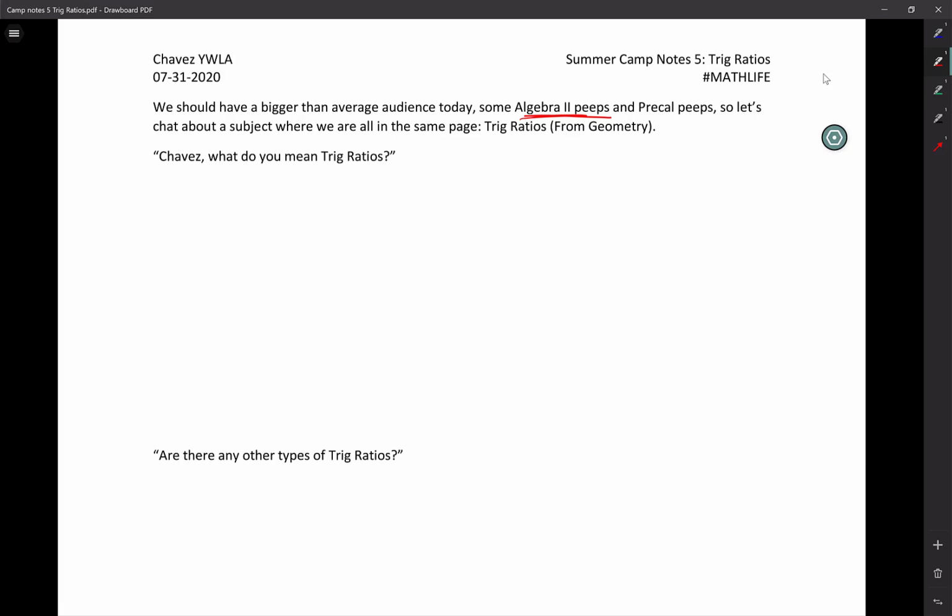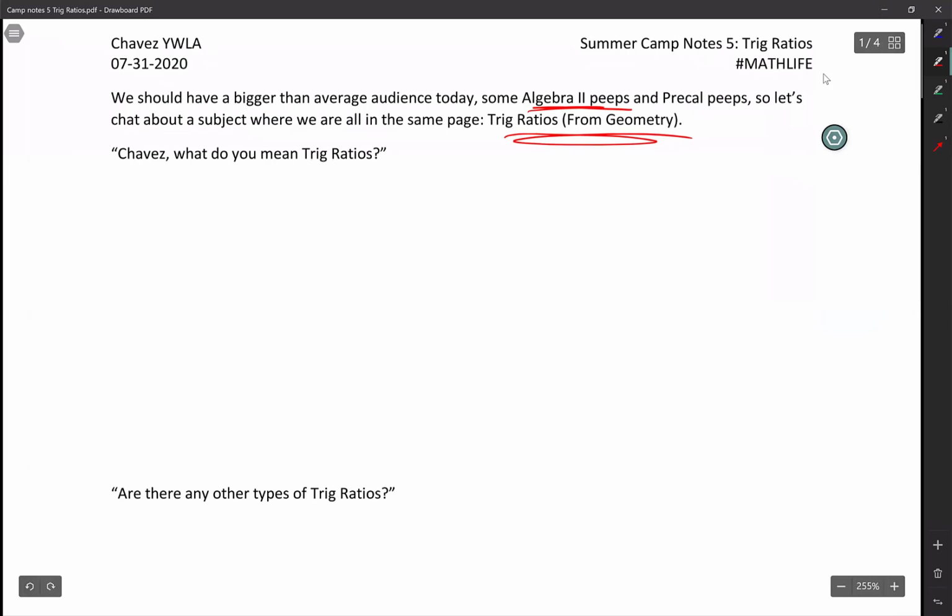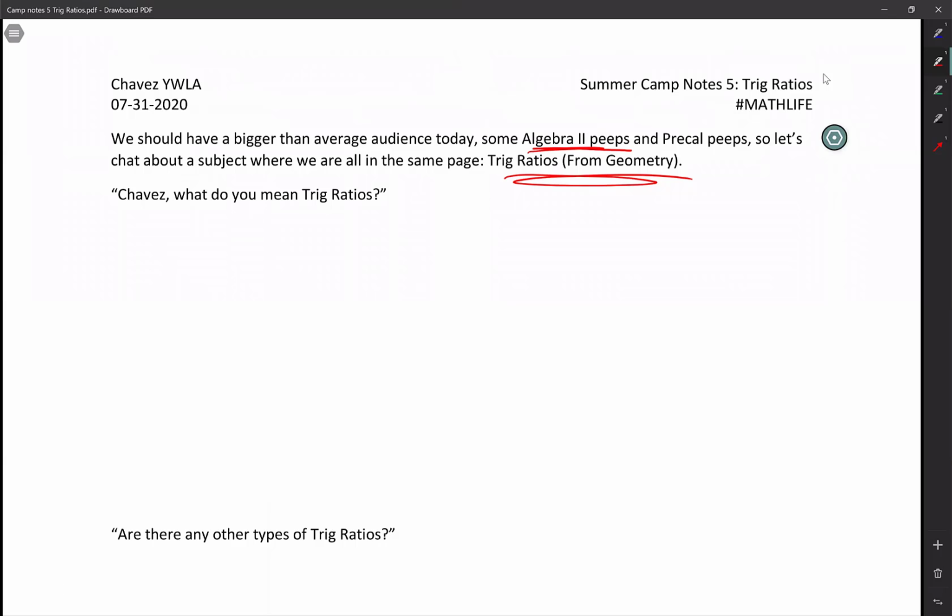Let's chat about the subject. Let's chat about trig ratios from geometry. So Chavez, what do you mean by trig ratios? So trig ratios only apply to right triangles, and I'm going to draw a right triangle right here. And this is how you identify that it's a right triangle. They put a little square on the little edge here.